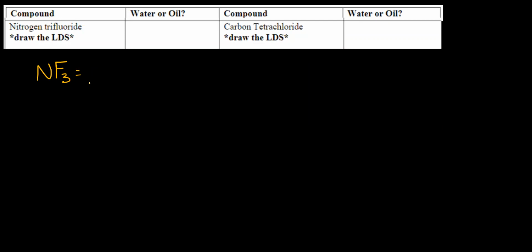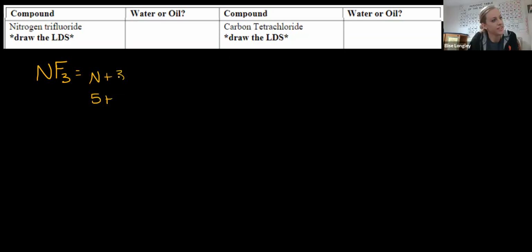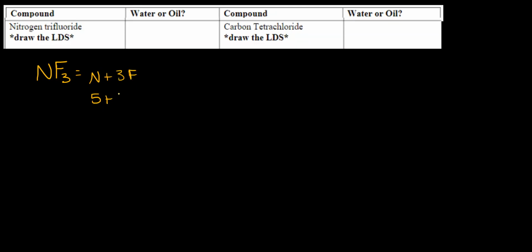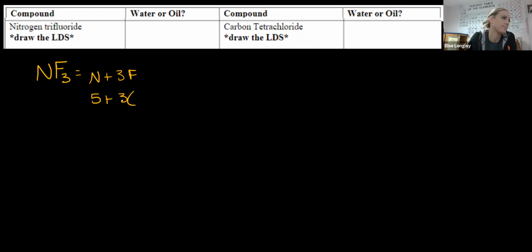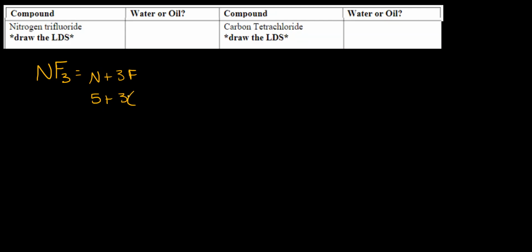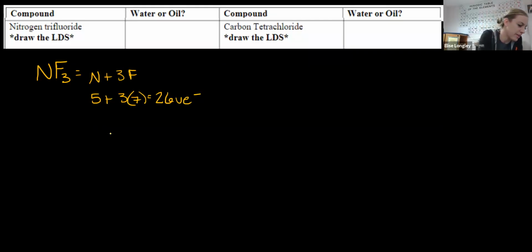So nitrogen has 5 valence electrons. Since there's only one of it, 1 times 5 is 5. And then fluorine has 7 valence electrons, and since there are 3 of them, 3 times 7 is 21. And you just add 5 and 21 for 26. Love it. So when we get done with our molecule, we have 26 valence electrons. You've done a great job.